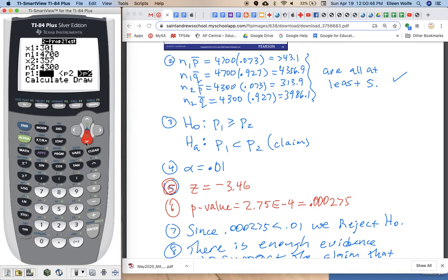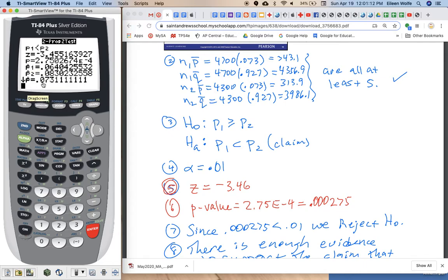Okay, now we have to pick the direction of Ha. We are doing the so-called left-tailed test. So we have to toggle and pick that and then calculate. Now what shows up on my screen is the z-test statistic, which if I round to 2 places is negative 3.46. That's what I wrote in red next to step 5. And then the other thing I care about is the number right under it. The p right under it is the p-value for the test.